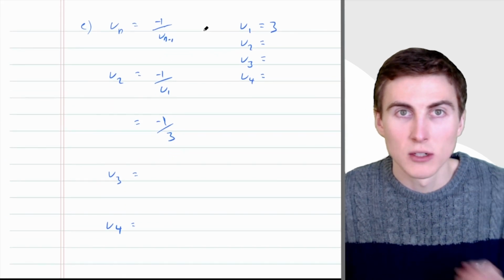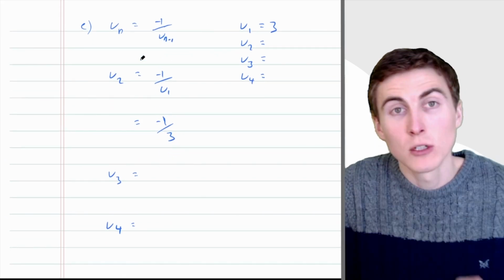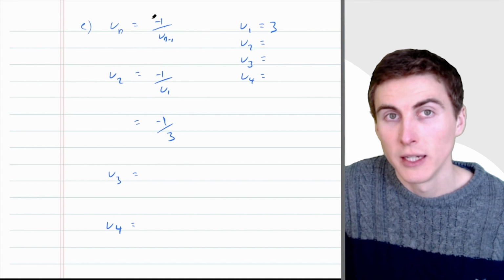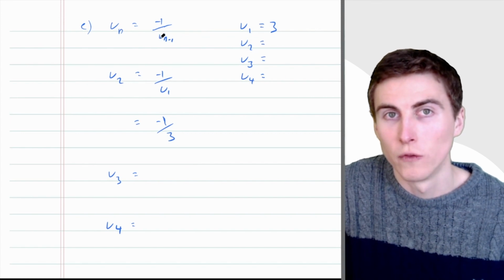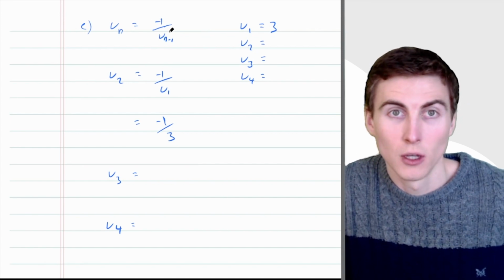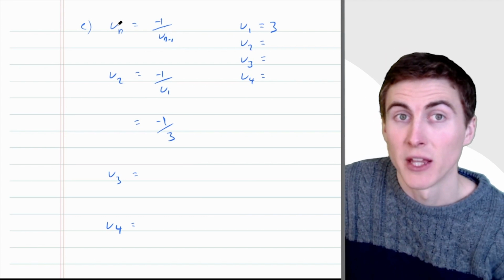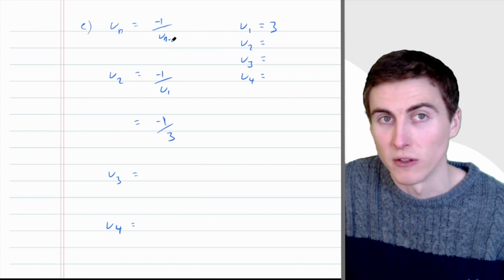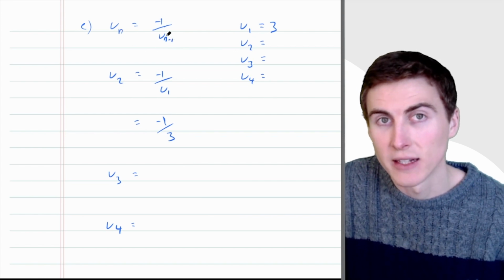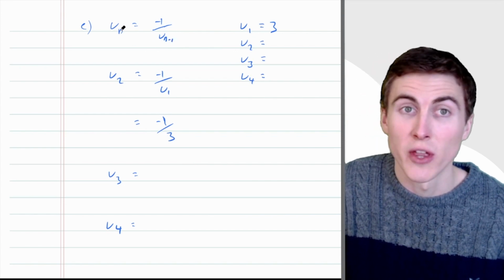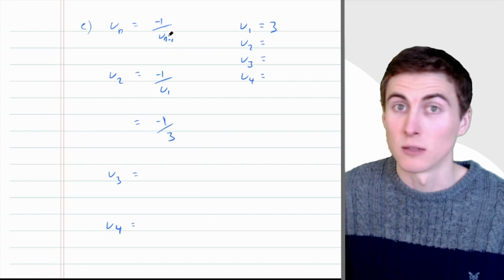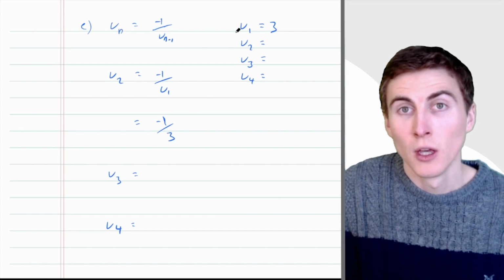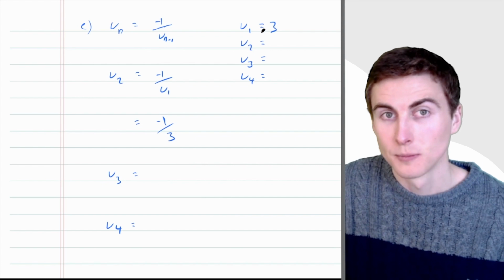So going down to this last one, we're told that u of n is minus 1 over u of n minus 1. So they've done it a bit differently this time, in that they've said that the current term is minus 1 divided by the previous term. They're using n and n minus 1 rather than n plus 1 and n. But again, it doesn't make any difference. And the first term is 3.